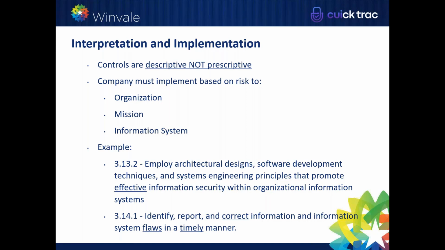Because what we can do now is look at these controls and ask, what are the things in here that are undefined? So in this example, 3.13.2, what does effective mean? Well, the DoD is not going to tell you. NIST 800-171 doesn't really tell you. You have to decide in the context of risk, what is effective information security architectural design?